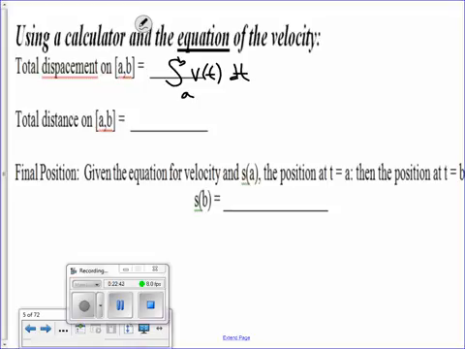I didn't write it out because I don't know if that would make it more confusing. Because the antiderivative of velocity is position, and that's the definition of displacement. So with the equation of the velocity, if you had your calculator, you would just do math 9. You put in your velocity, comma A, comma B, and that gets you the displacement. Now, let's say they didn't ask for displacement, they asked you for distance. And you have your calculator.